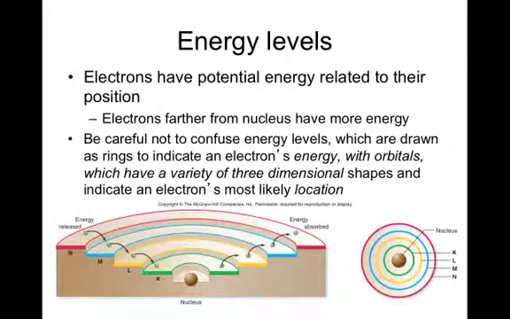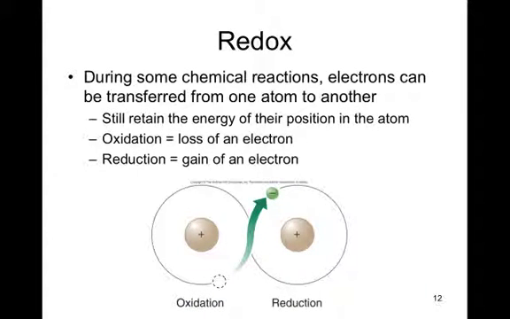During some chemical reactions, electrons are transferred from one atom to another. In such reactions, loss of an electron is called oxidation and gaining an electron is called reduction. So in this case, we're illustrating an electron that was in the outer electron shell, outer energy level, in one of the p or s orbitals. And it is being moved from this atom over to this atom.